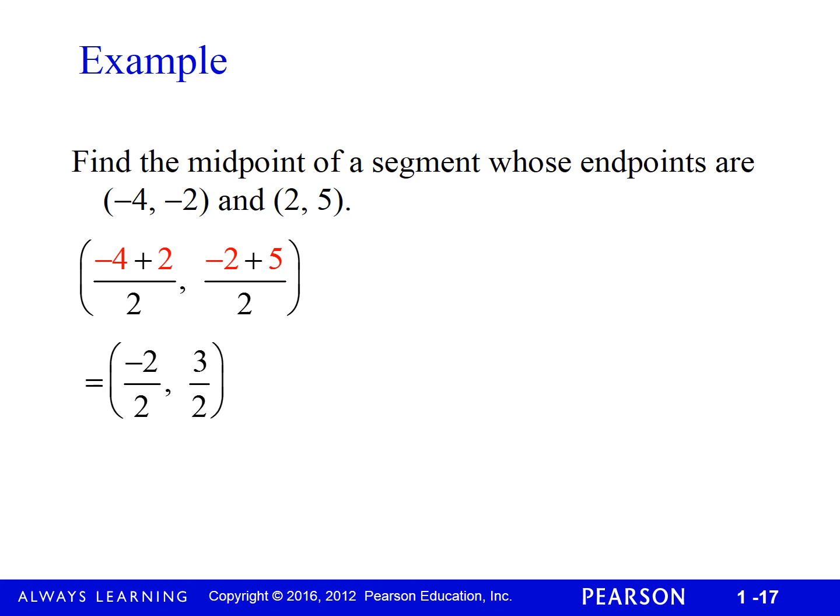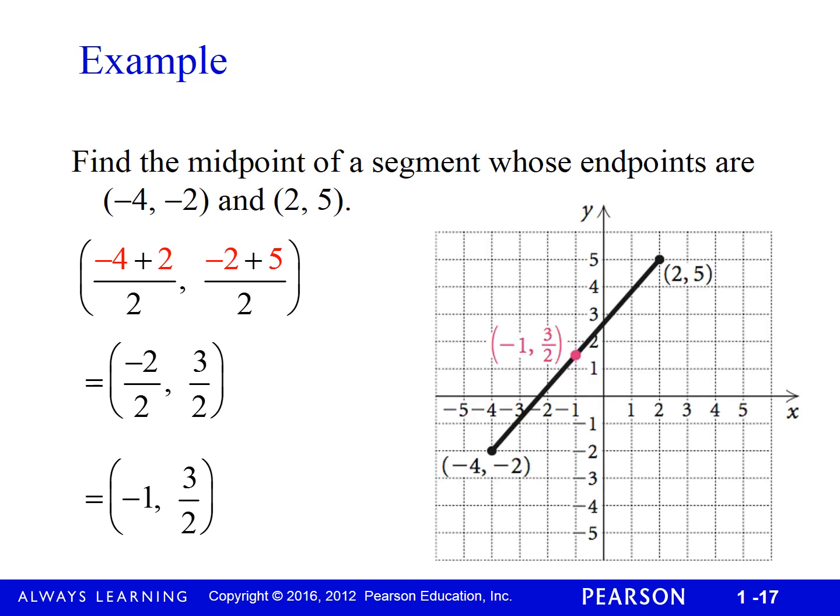Negative 4 plus 2 is negative 2. Then we're going to divide by 2 to get negative 1 for the x coordinate of the midpoint. And the y coordinate is 3 over 2. Well, if you look at it, it does look like the point negative 1, 3/2: 1 across to the left and 1.5 or 3/2 up from there. That does look like it's halfway between the two endpoints of the line segment, the points we were given.